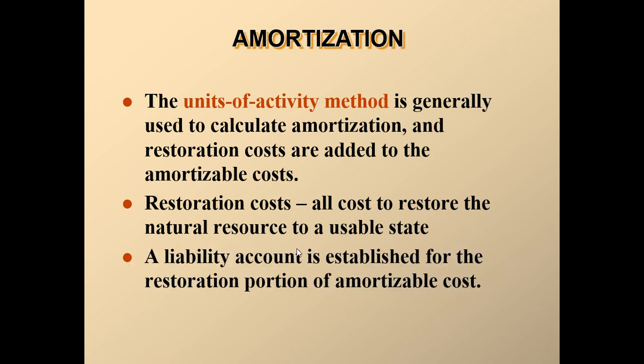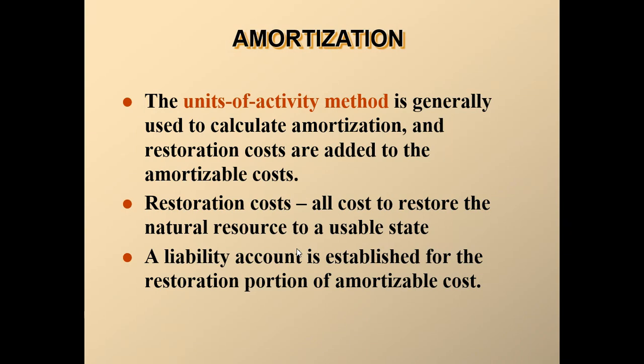With the units of activity method, this is usually used to calculate amortization and the restoration costs that are added to the amortizable costs. Restoration costs are costs to restore the natural resource to a usable state, and a liability account is usually established for the restoration portion of the amortizable cost. We're not really going to see natural resources anyways, so this is just an FYI section of the Chapter 10 notes.